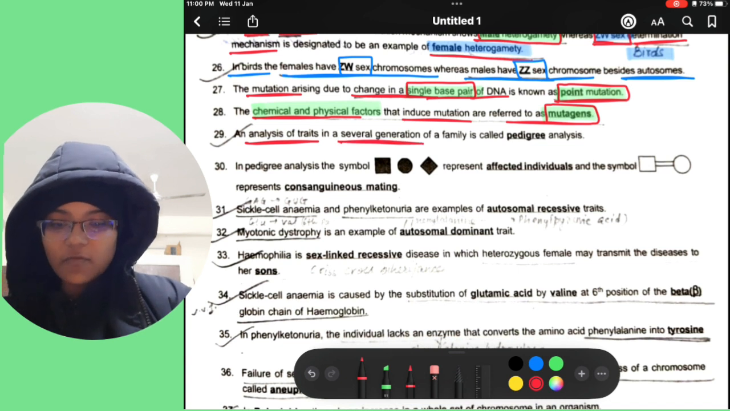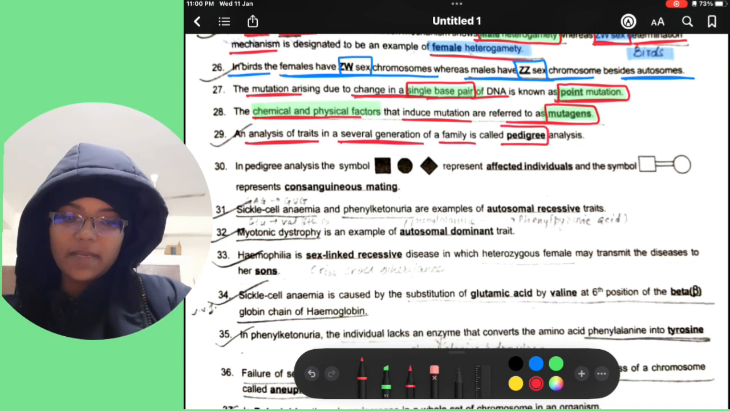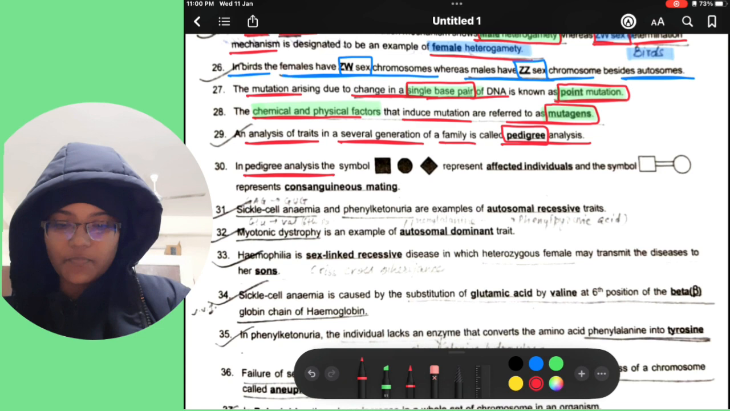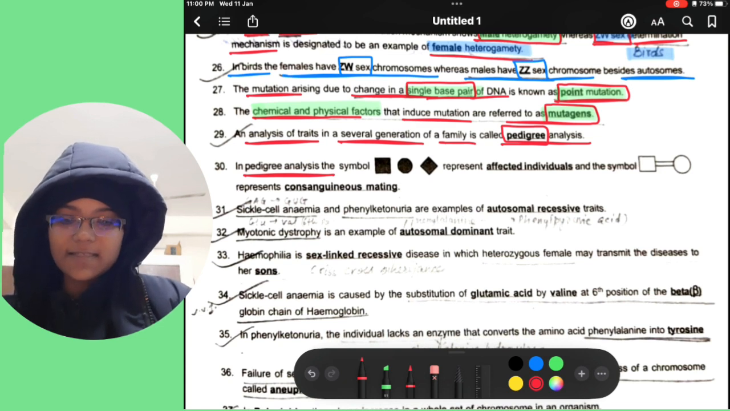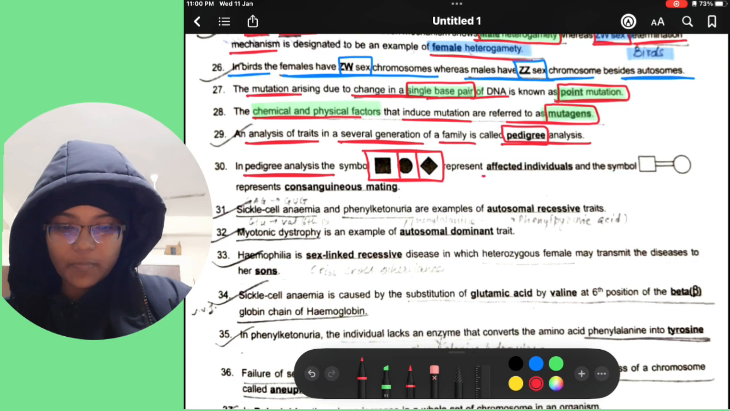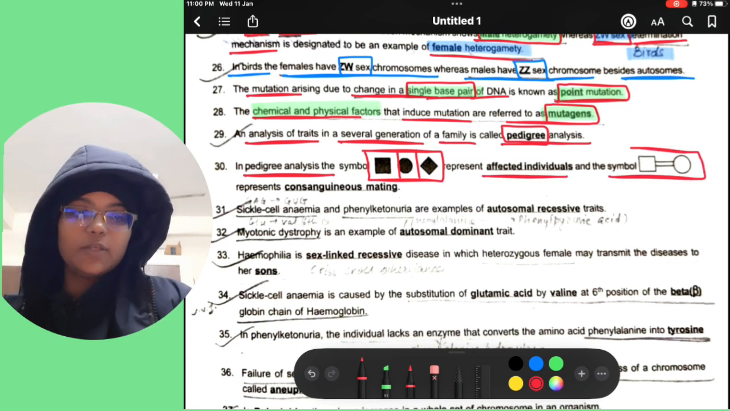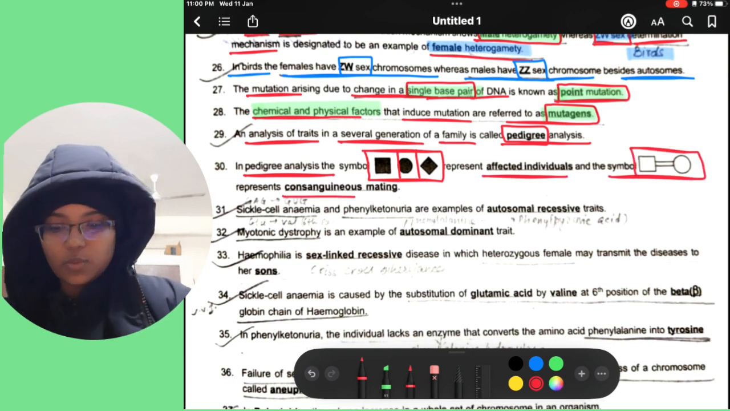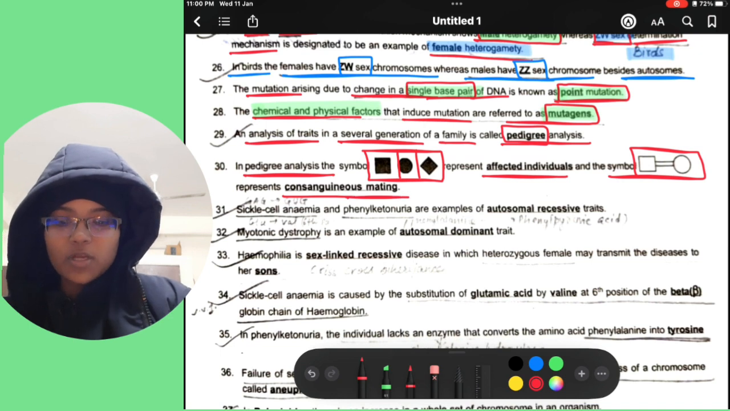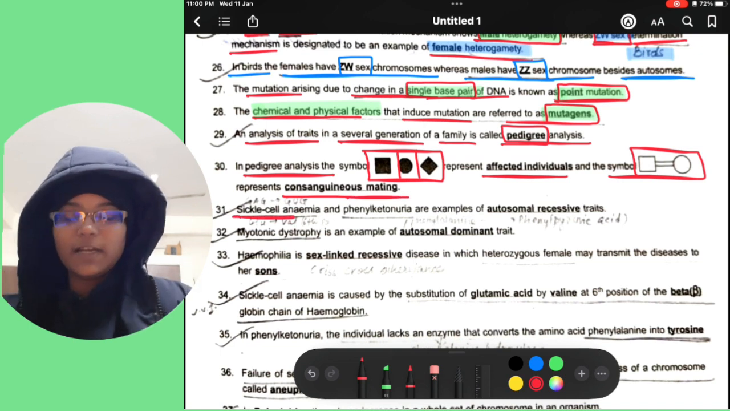An analysis of a trait in several generations of a family is called pedigree analysis. In pedigree analysis, these three symbols are used. Here you can see affected individuals, and this symbol represents consanguineous mating between relatives.